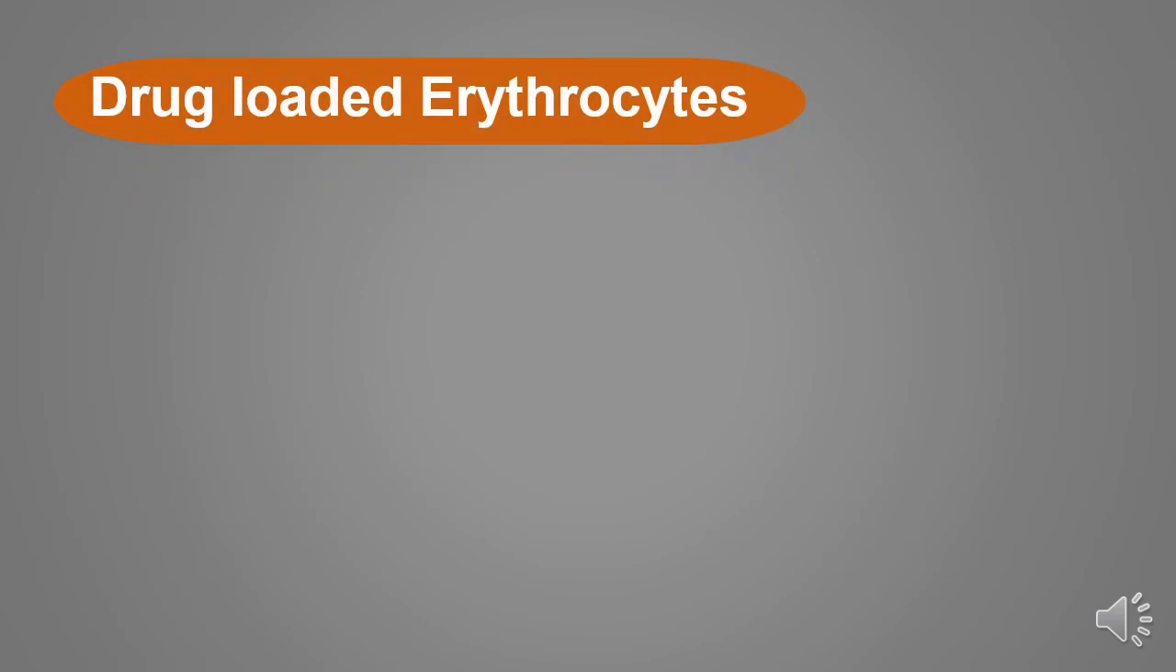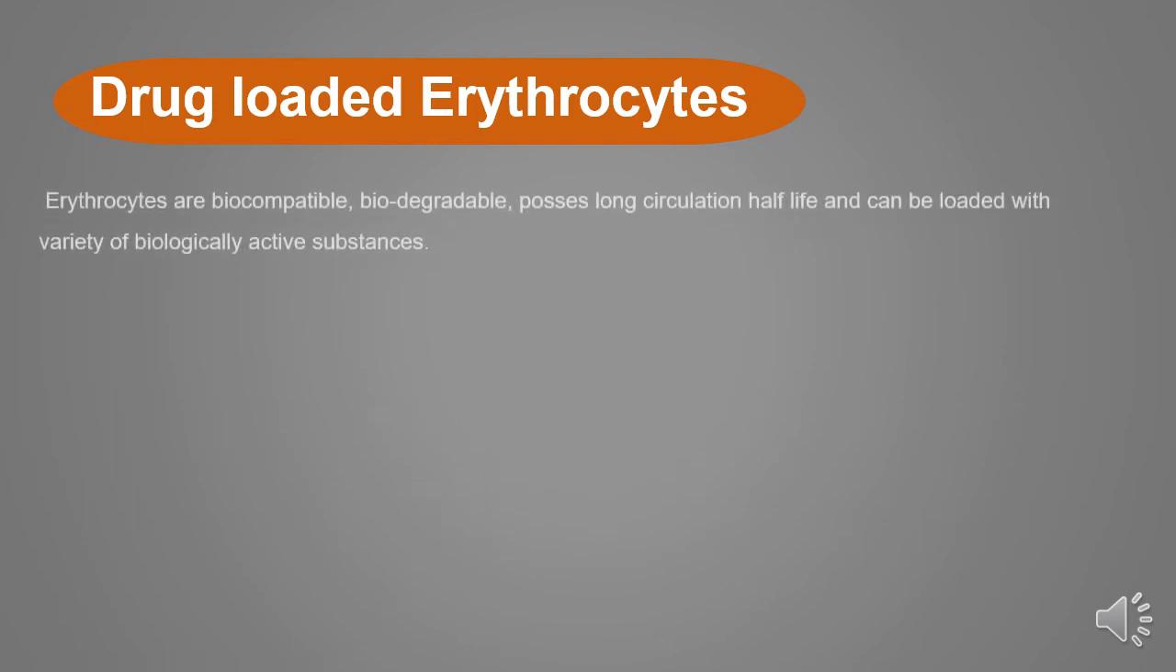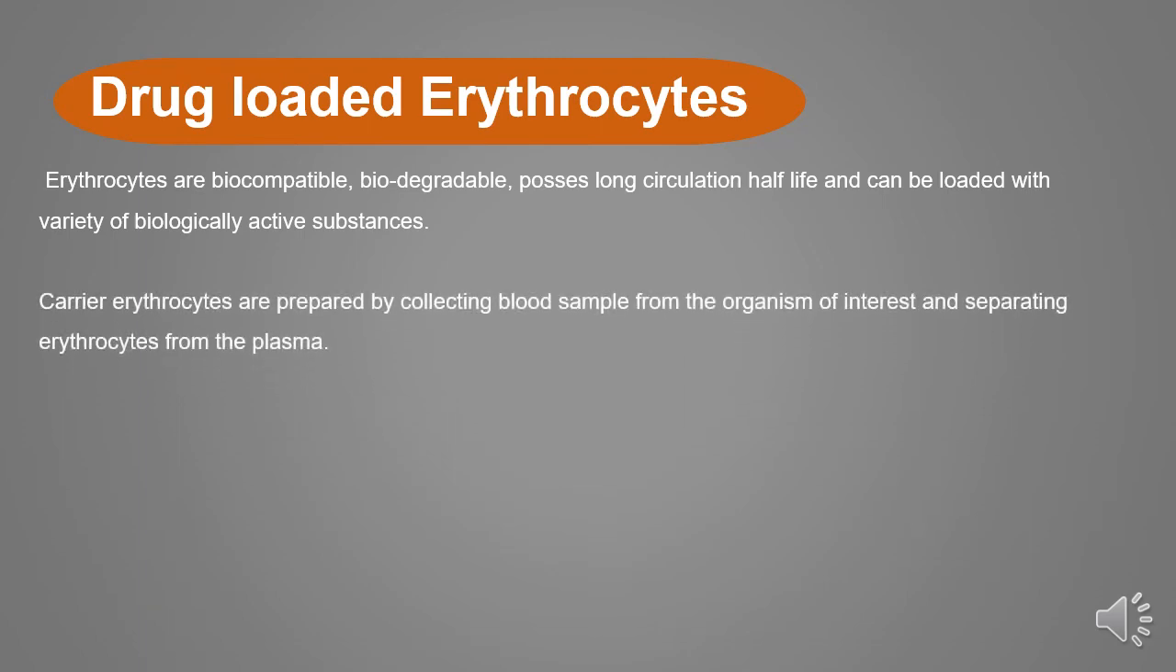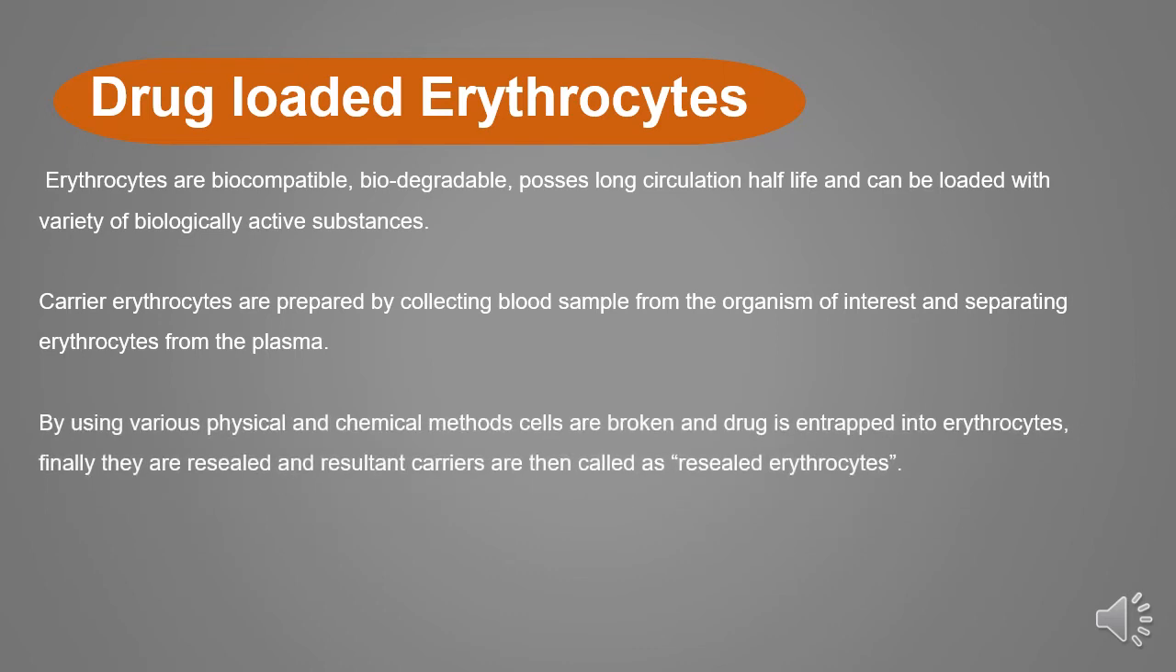Drug-loaded erythrocytes. Erythrocytes can be used as drug delivery carriers. They are biocompatible and biodegradable, and with a long circulation half-life, they can be loaded with a variety of biologically active substances. The carrier erythrocytes are prepared by collecting a blood sample from the organism of interest, and then the erythrocytes are separated from the plasma. These erythrocytes are made permeable using physical or chemical methods, and then the drug is entrapped in these erythrocytes. Finally, they are resealed, and the resultant carriers are called resealed erythrocytes.